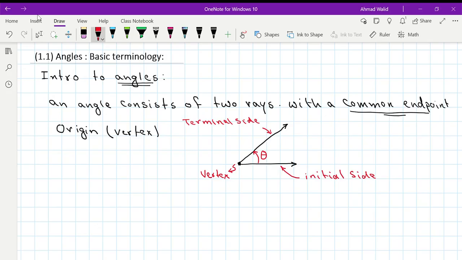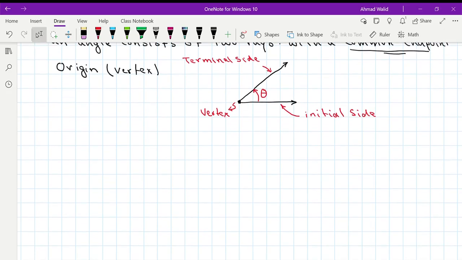Now, when we learn about angles, when you rotate the initial side, you can actually measure an angle, correct? When you rotate one side about the vertex, this is how you measure the angle. For example, I rotate theta from here to here in this example, and now I can measure theta. How much is theta?